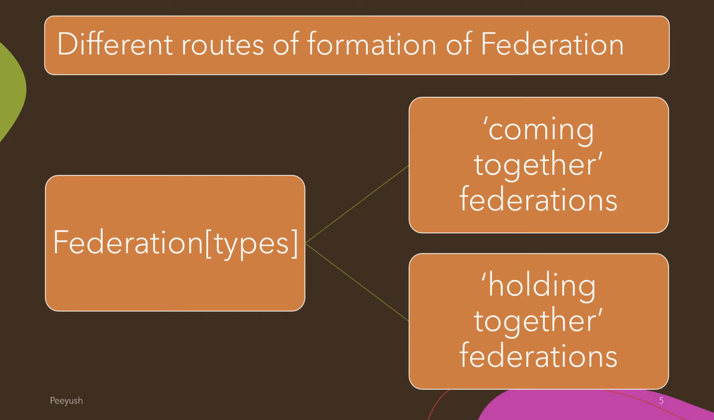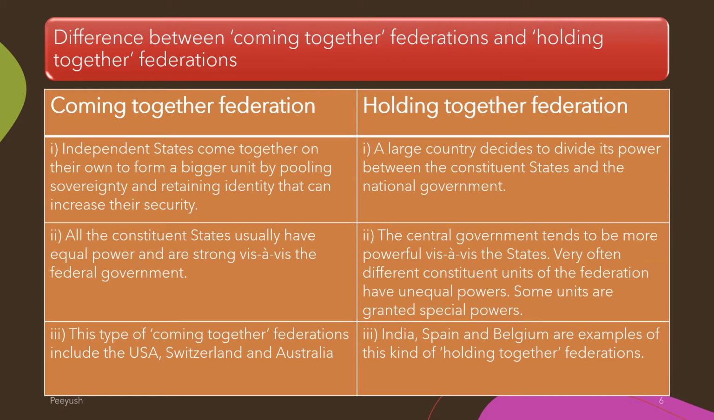Let's talk about the different routes of formation of federation. Federations are formed in two ways, and based on that, we can classify federations into two. The first one is coming together federations, and the second one is holding together federations. Now let's understand coming together federation and holding together federation with the differences between them.